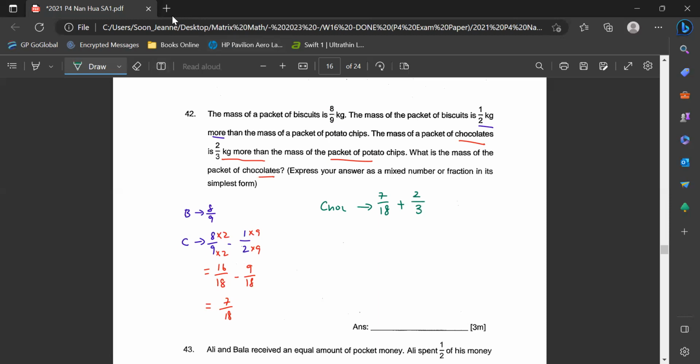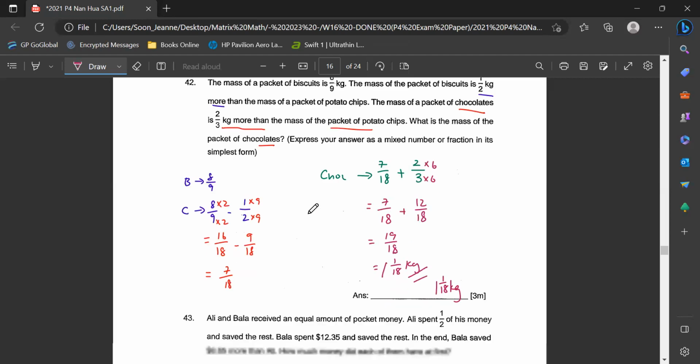If you look carefully, you actually just need to change one denominator. This one can change to 18 times 6. Okay, so this is 7 over 18 plus 12 over 18. So it is 19 over 18. Once again, this is improper, which means I actually need to convert to mixed number. One whole is 18 over 18. So I take one whole, 18 over 18, so the remaining fraction is 1 over 18. So your answer is 1 1/18 kg.